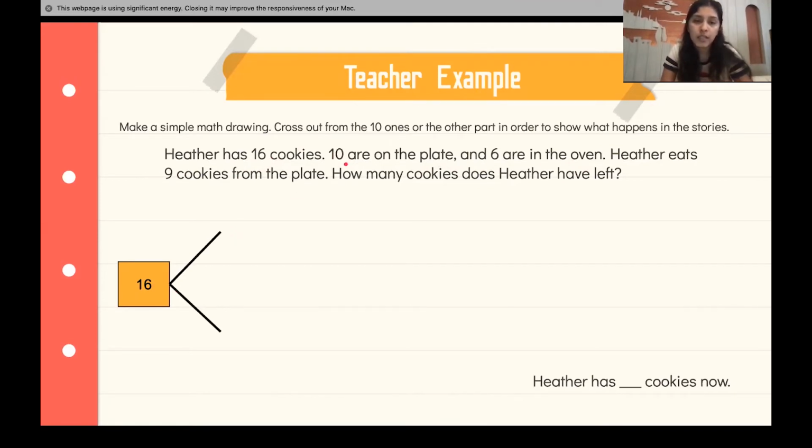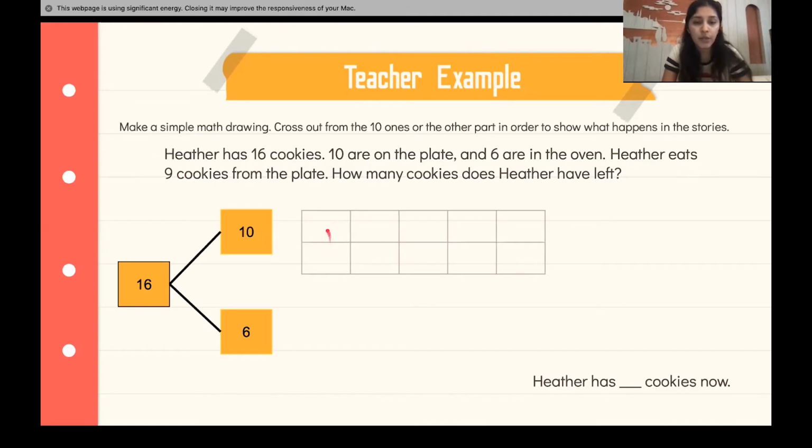So I'm gonna decompose it. And I know that 10 of the 16 cookies are on a plate, and that 6 are in the oven. So 10 plus 6 makes 16, okay? So there we go. We have our number bond. We have decomposed this 16 into 10 and 6. Now it says, Heather eats 9 cookies from the plate, okay? So I'm not sure how to do the subtraction. So you know what I do know how to use? I know how to use my tens frames, right?